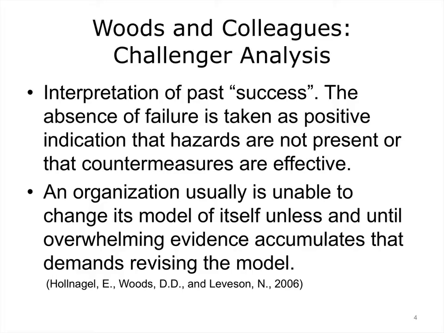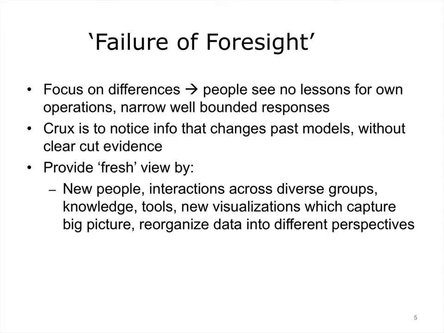Woods and colleagues provided an example in the Challenger analysis and stated that responsiveness to the evidence is important in an organization's self-assessment. In addition, Woods et al. describe the failure of foresight as one cause of disasters like Challenger. This is due to mental traits in which errors in other situations are viewed as too different from one's own, so lessons are not learned.